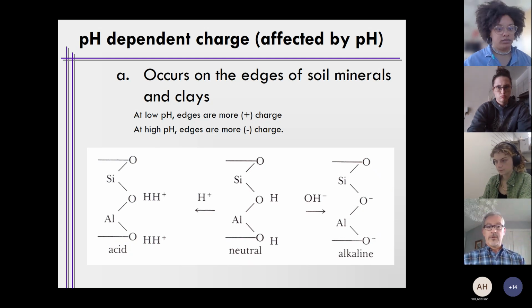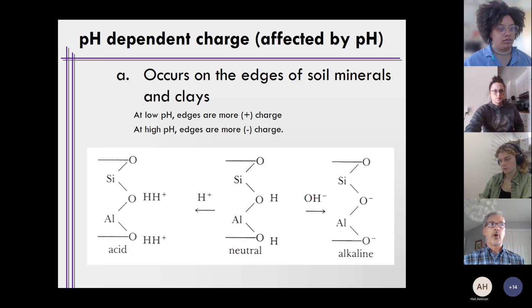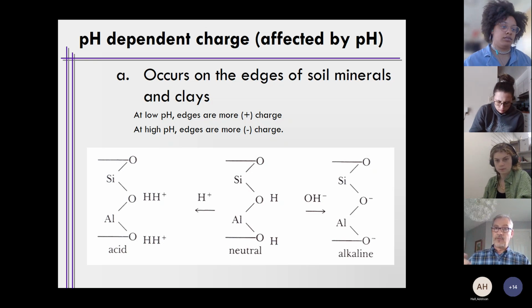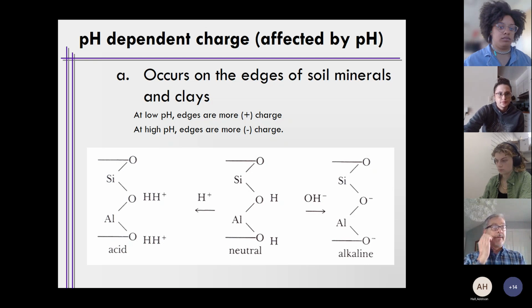So this is the other way in which soils become negatively charged, based on pH. This occurs always at the edges of clay minerals or soil minerals or clays. At the edges of all these minerals or clays, the edges that are sticking out. So we're not talking about the inside, the interlayer. We're talking about the edge. At the edges, these are affected by pH.